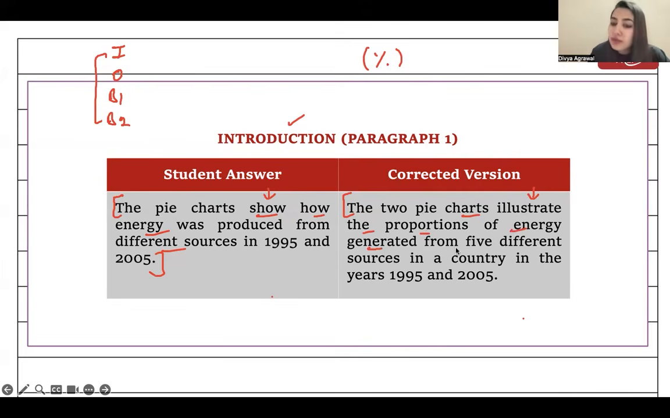You say generated, a different word, from 5 different sources. Instead of saying different sources as it is from the question, you have to say from 5. There are 5 sources, right? So you write the number: from 5 different sources in a country in the year 1995 to 2005. Hence, this is what we call a correct paraphrasing. I hope it is clear.